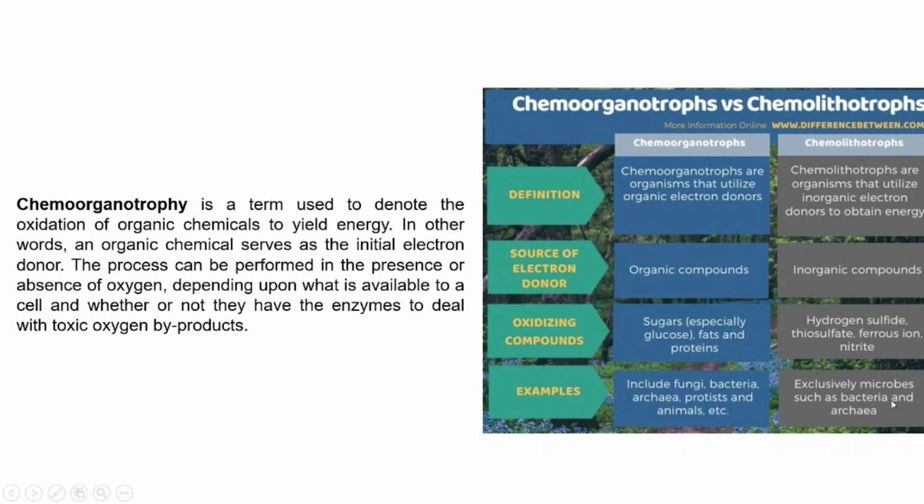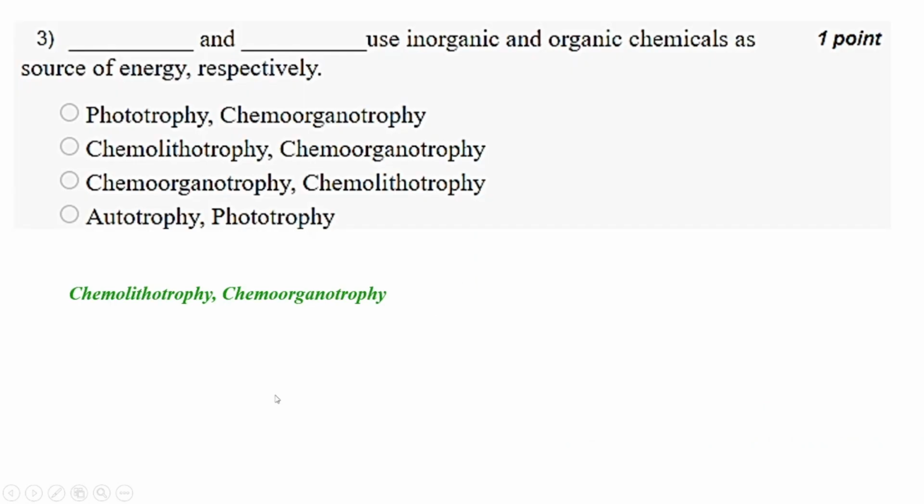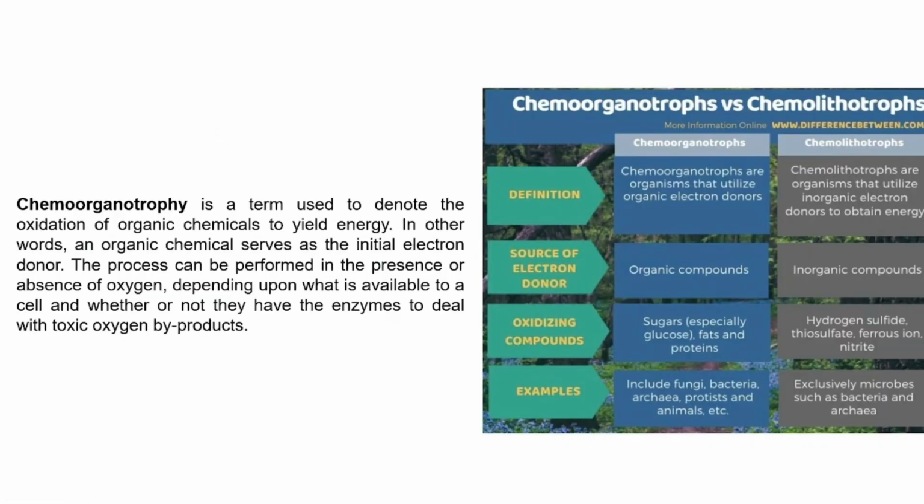And for examples, we have microbes, bacteria, and archaea. There are bacteria and archaea that can utilize inorganic substrates like this, and obviously bacteria and archaea can easily utilize sugars and organic compounds. So she was right. The correct option is chemolithotrophy and chemoorganotrophy.